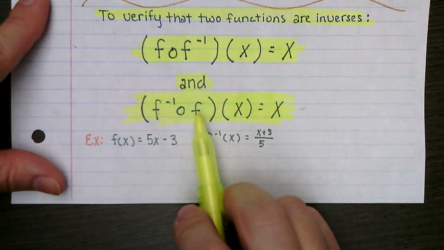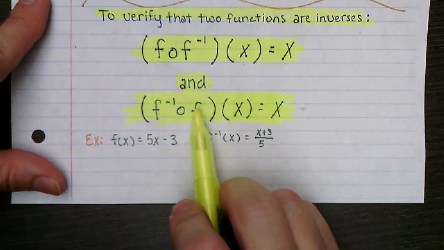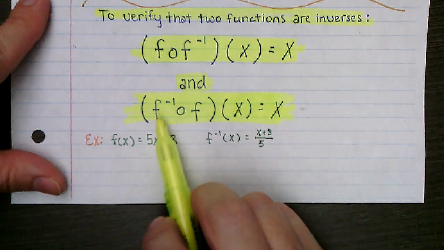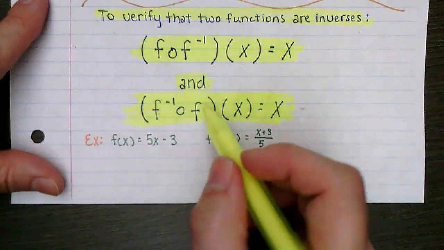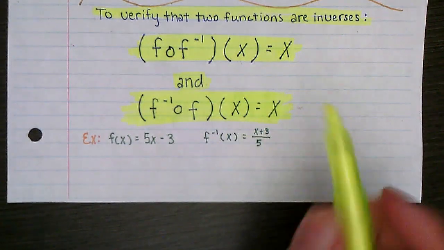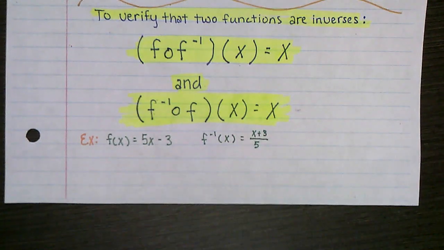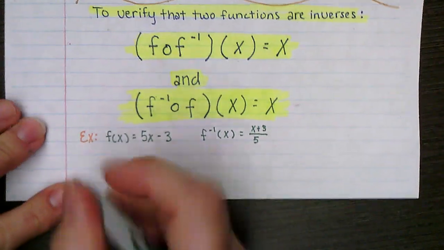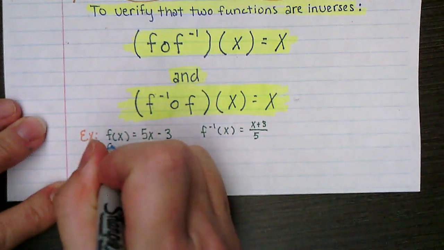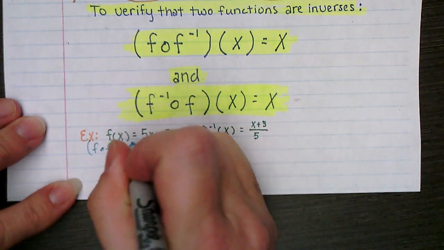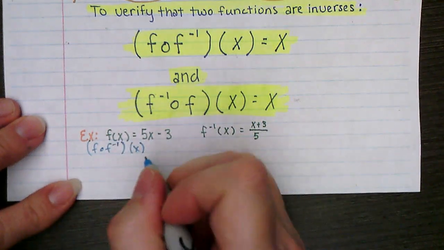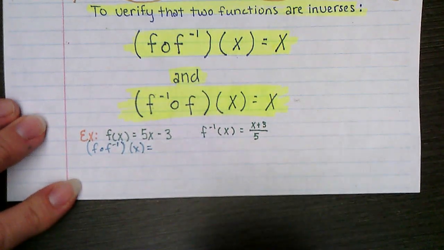Same thing here. If I put x into my function f, and then I put its output into the inverse function, the inverse is going to undo whatever I did with the function, and I'll end up with x. So we can use that to verify that f and f inverse are inverse functions. So we'll do f circle f inverse of x, and we'll see that we get out regular x.